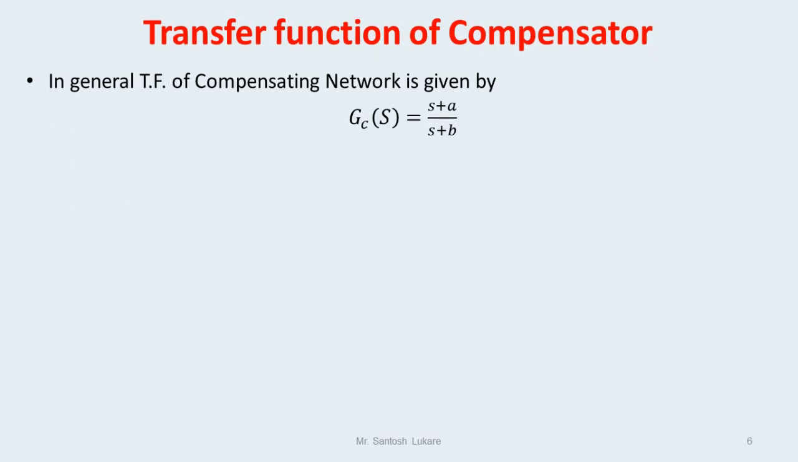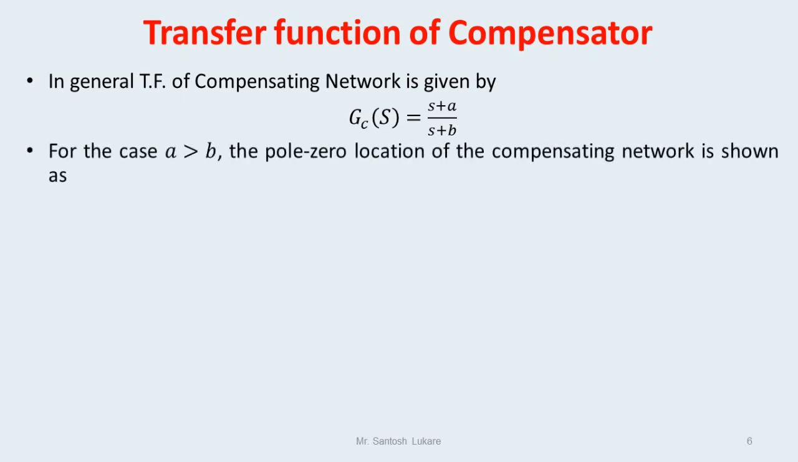In general, the transfer function of the compensating network is given by Gc(s) = (s + a)/(s + b). Again, it is a ratio of numerator polynomial and denominator polynomial. If we equate the numerator and denominator polynomial to 0, we have the poles and zeros location of the transfer function for the given network.